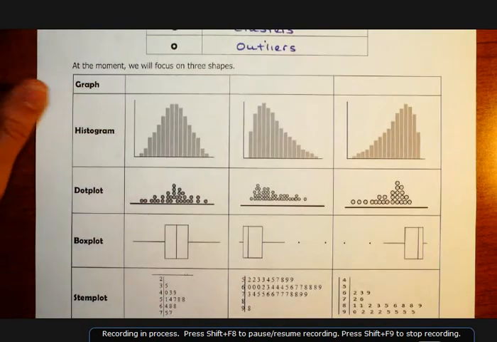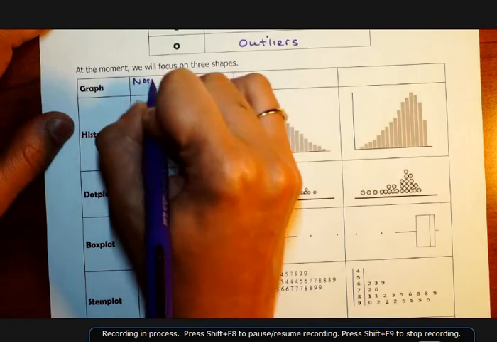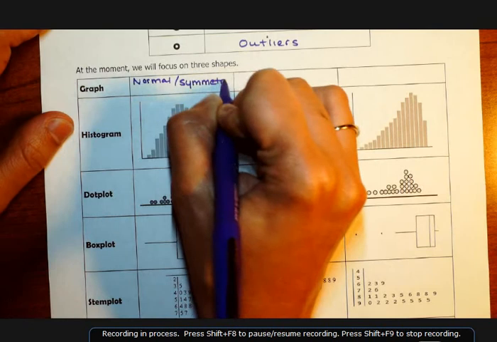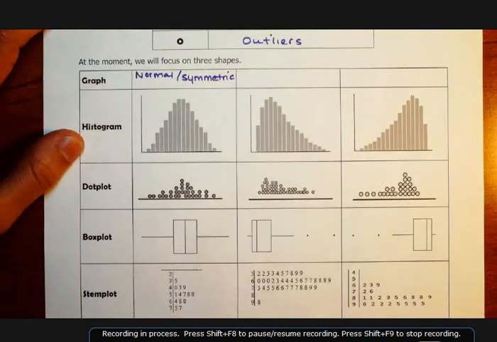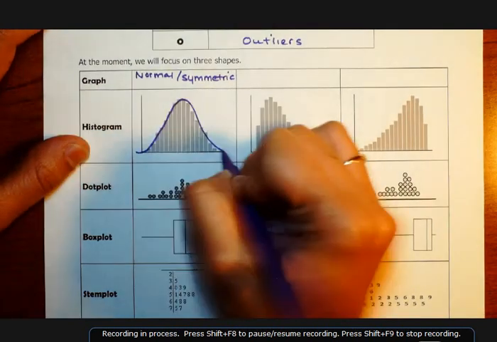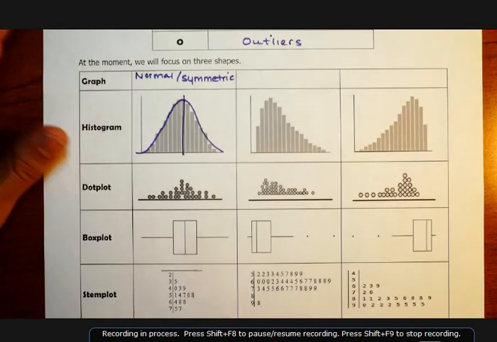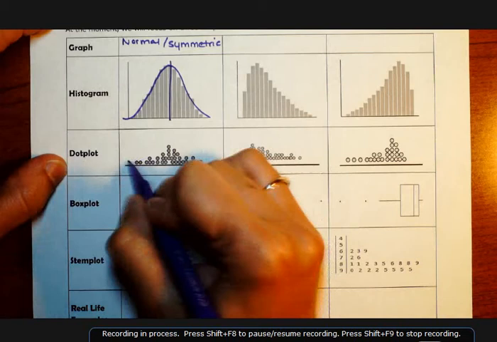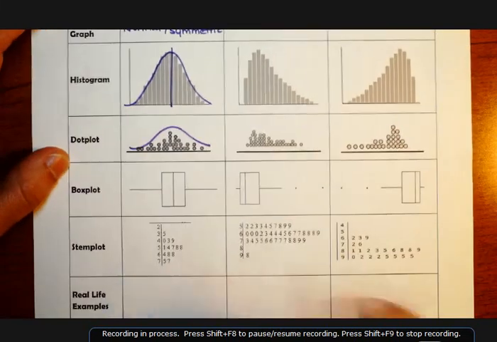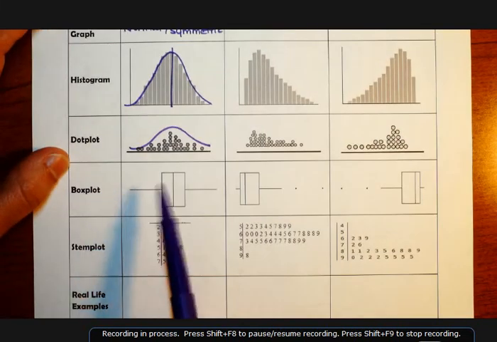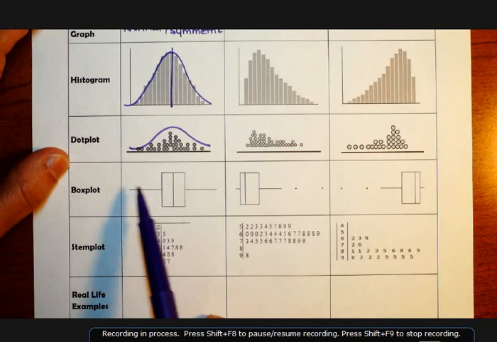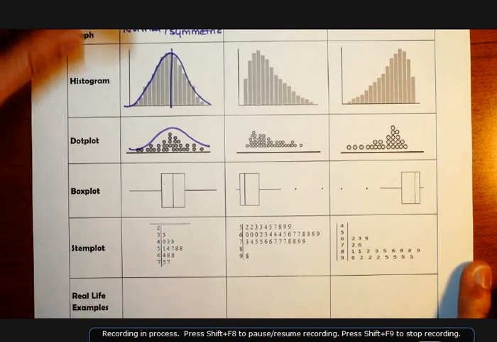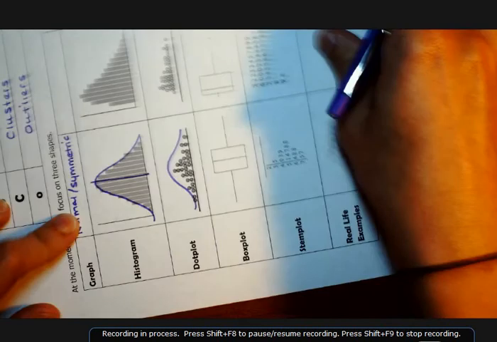The first shape that we want to discuss is normal. Another name for that would be symmetric. As implied, a normal graph has a symmetric shape like this, where if you folded it right down the middle, it would line up approximately on top of each other. You can see that the dot plot also has a similar shape. The box plot, you can see, is about evenly distributed in each quartile. So each section of our box plot is about even. And then for our stem plot, when we turn it over to the side like this, you can see that it's also normally distributed.